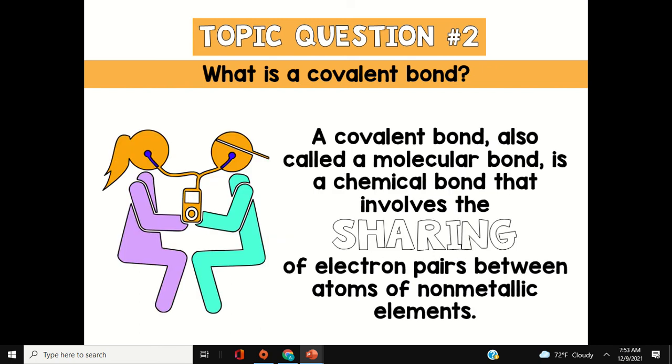So the next part of topic question number 2, it says a covalent bond, which is also a molecular bond, is a chemical bond that involves the sharing of electron pairs between atoms of non-metallic elements. So non-metals, once again, are sharing those electron pairs. So when we did ionic yesterday in the previous days, we showed a transfer of electrons. Covalent does not have that.